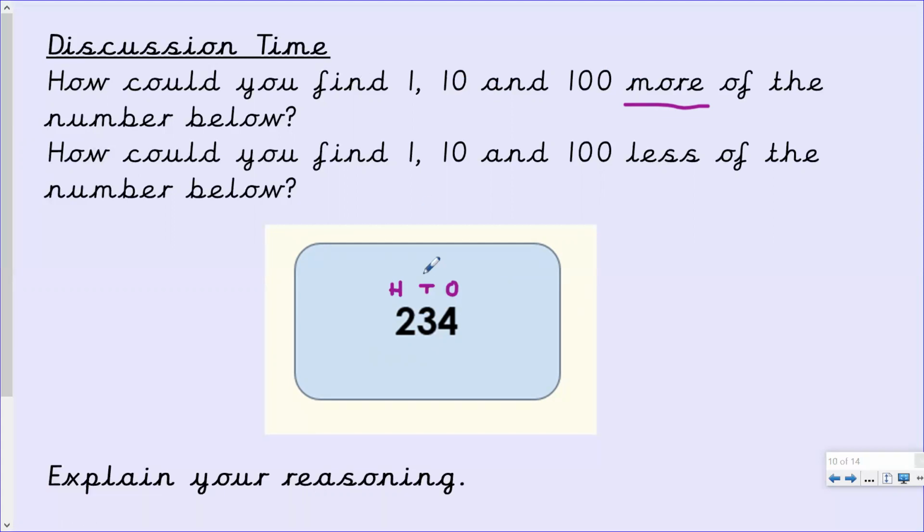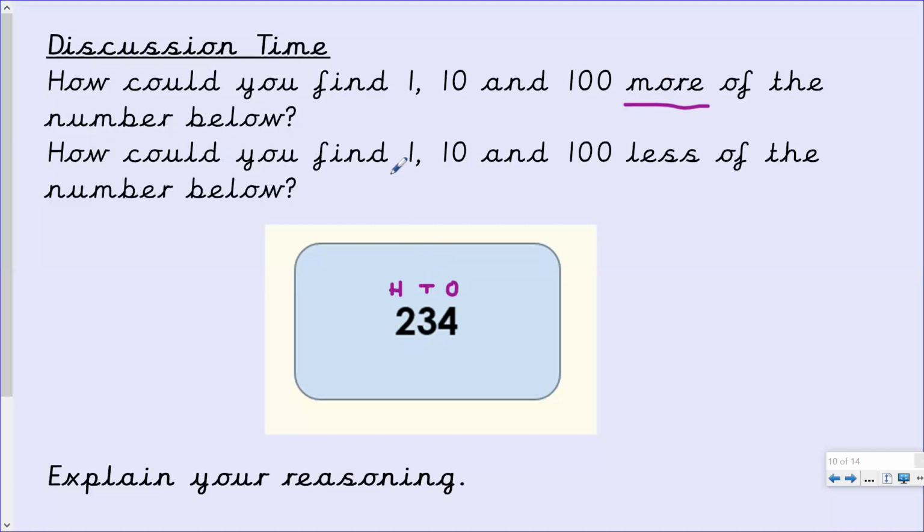Now, how about 100 more of the number below? Which column would I need to look at? Well, I need 100 more, so I would look at my hundreds column. What would happen to my tens and ones column? Would they change or would they stay the same? They would stay the same because I only need to add 100 more. So what's 100 more than 234? 334.